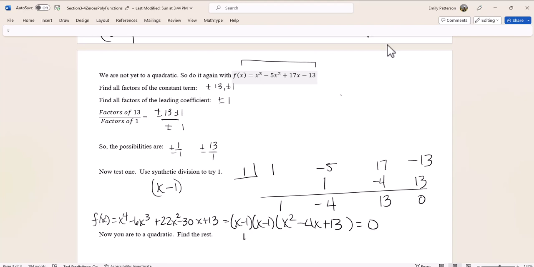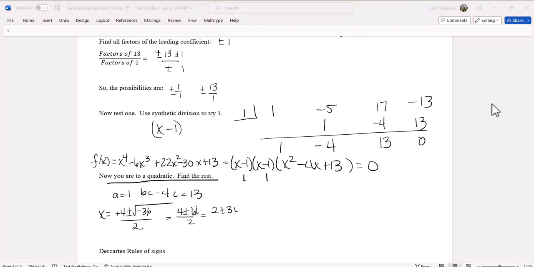So we found the root at 1 here, we found the root at 1 here, but now I am at a quadratic, so I have to find the rest. So a is equal to 1, b is equal to negative 4, and c is equal to 13. So pause the video and find that set of roots. So the final 2 roots are going to be imaginary roots.